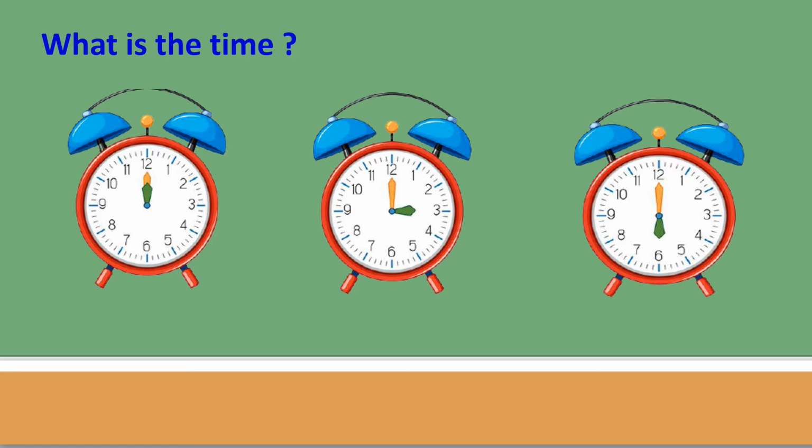What is the time? In the first clock here, the short hand points to 12 and the long hand points to 12. In digital form, it means what? It means 12, 0, 0. Second clock here, the short hand points to 3 and the long hand points to 12. In digital form, it means 3, 0, 0. The last clock here, the short hand points to 6 and the long hand points to 12. So in digital form, it means 6, 0, 0.